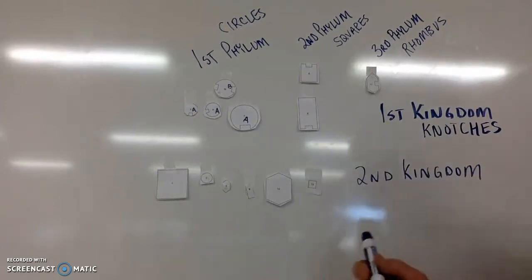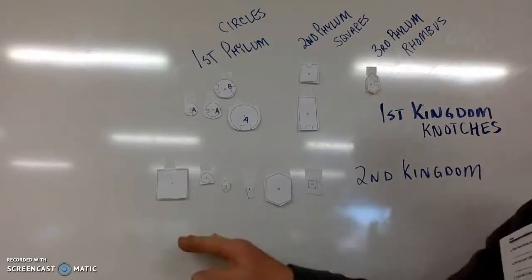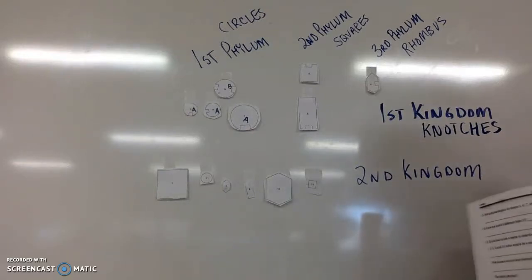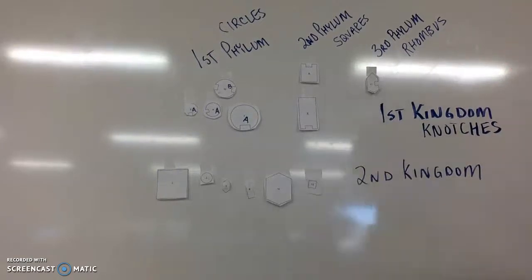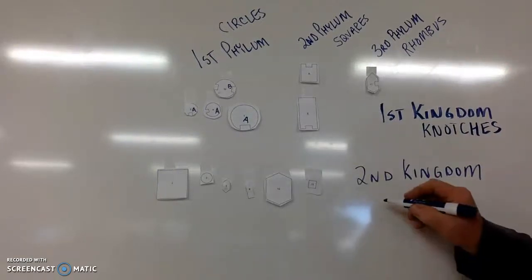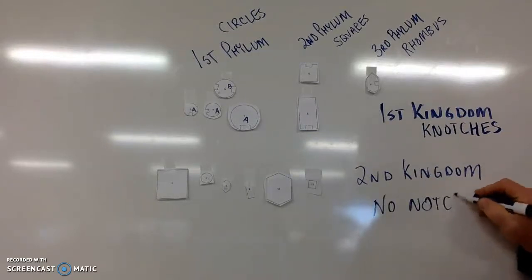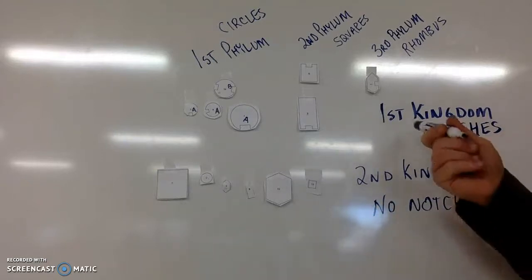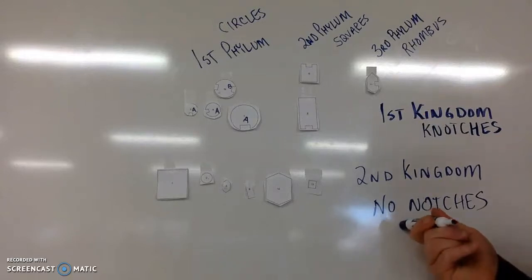Now, what should we call this other kingdom over here? They don't have any notches. They have all kinds of different shapes, but they don't have any notches. So what would you call them? I might call them the no notches. Okay, so we have kingdom 1, which has the notches. We have kingdom 2 that do not have notches.